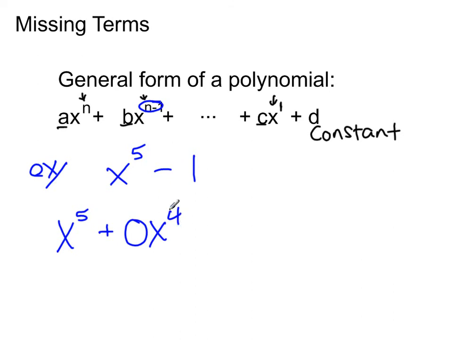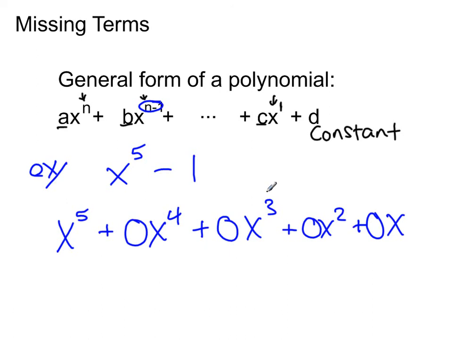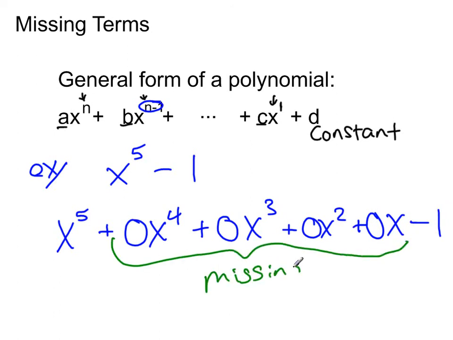Alright, subtract another 1 from this. So 4 minus 1 is 3. Are there any x cubes? Well, there's none of them, so there's no x cubes. And there's also no x squareds. And there's also no x's. But we do have a constant, which is minus 1. So these things in between here is what we call missing terms.